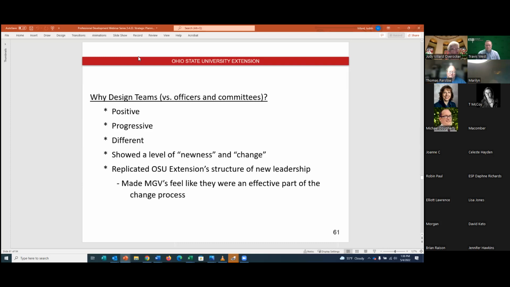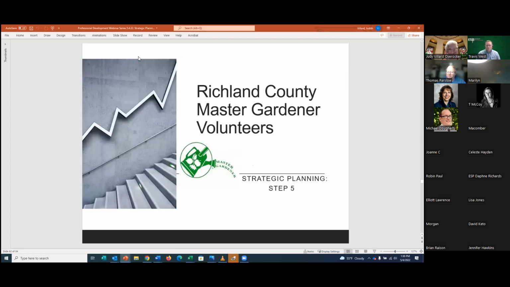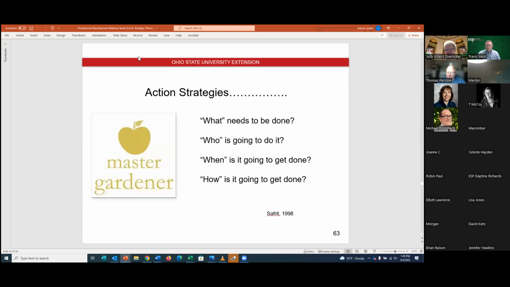Well, I told you why design teams, because it is positive, it's progressive, it's different, and it showed a level of newness and change that they could buy into. And it replicated extension's structure. And master gardeners were feeling that they were a part of the change process. So now we're moving into the action strategies and what needs to be done, who's going to do it, when it's going to get done, and how it's going to get done? Because now these people have thought through all these things and they were hungry to move to the next step.